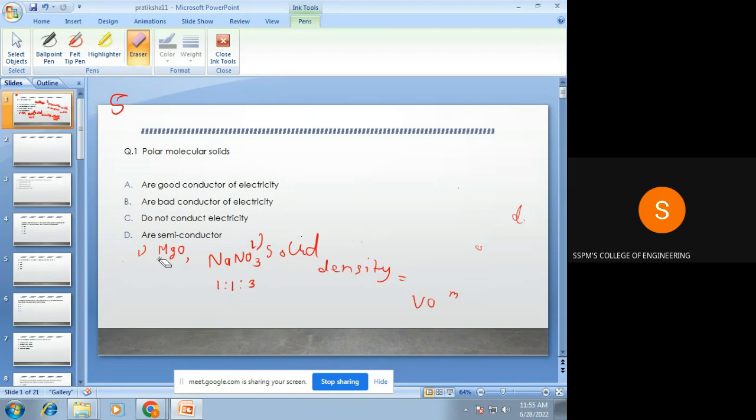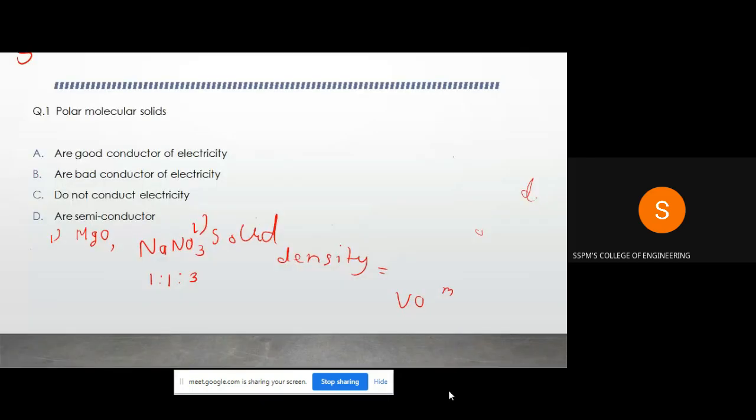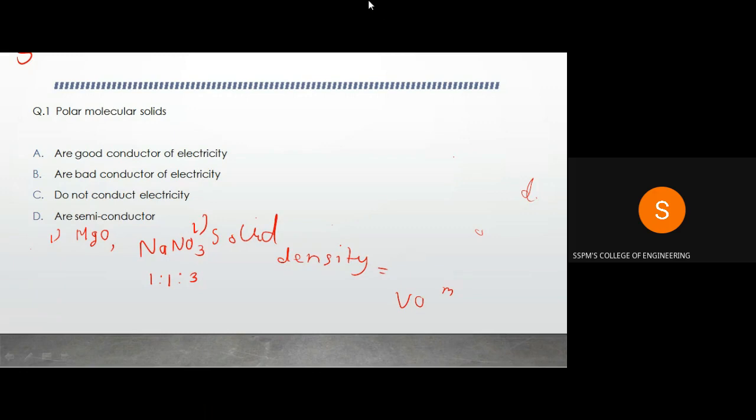How do we find the difference between molecular, ionic, covalent network and metallic solids? First is the constituent particle. Next are the nature of interaction, conductivity, property, diagram and example. So these six points help differentiate between ionic, molecular, covalent network and metallic solids. First find the constituent particle. In ionic solids, the constituent particles are charged cations and anions. And in molecular solids, the constituent particles are molecules.